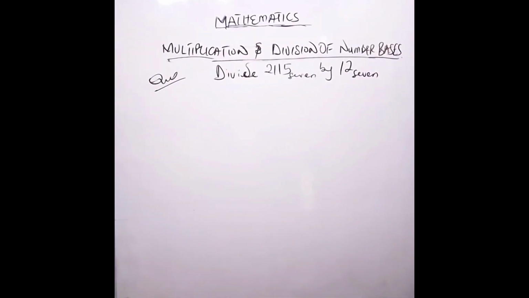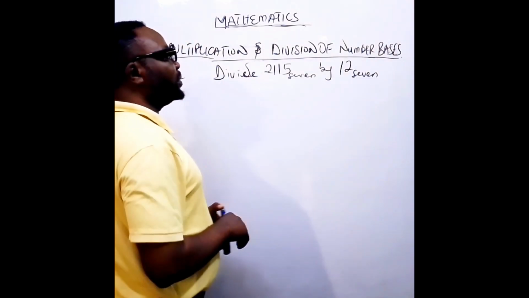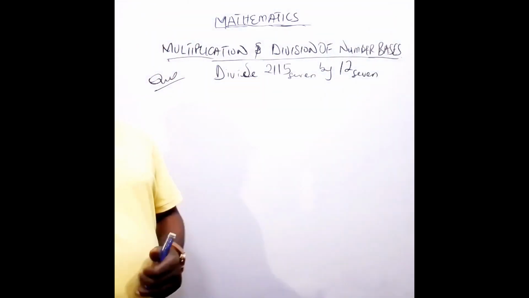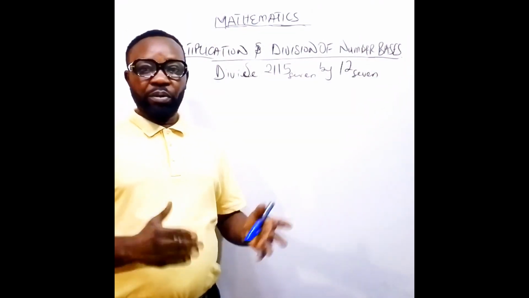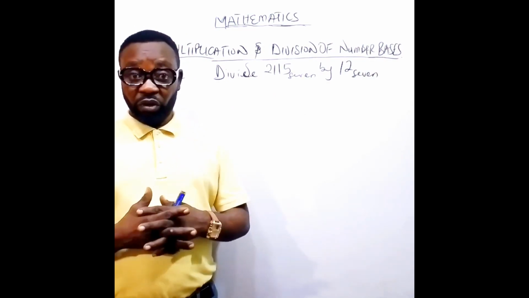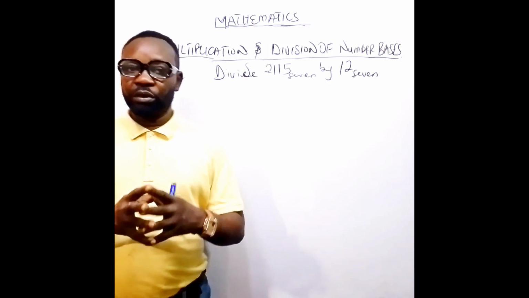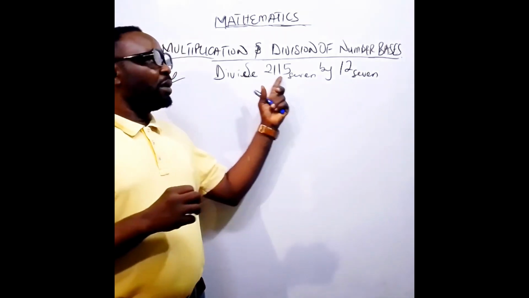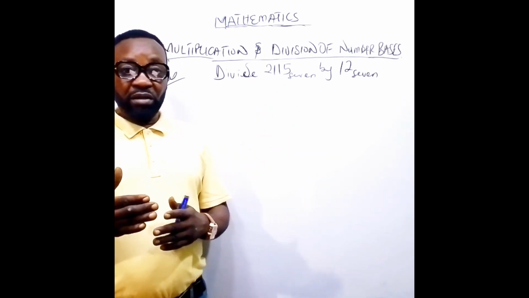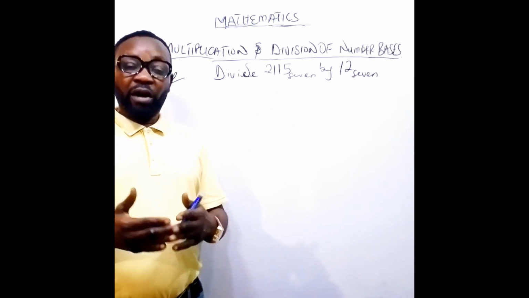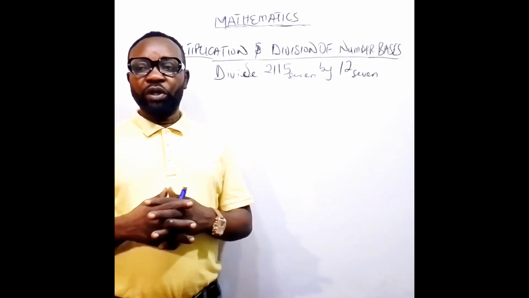The question here is: divide 2115 base 7 by 12 base 7. You can make use of two methods to approach this division. The first method is to apply power expansion on each base 7 value, convert it to base 10, divide it in base 10, and whatever answer you get, convert it back to base 7. We are going to make use of the two methods.